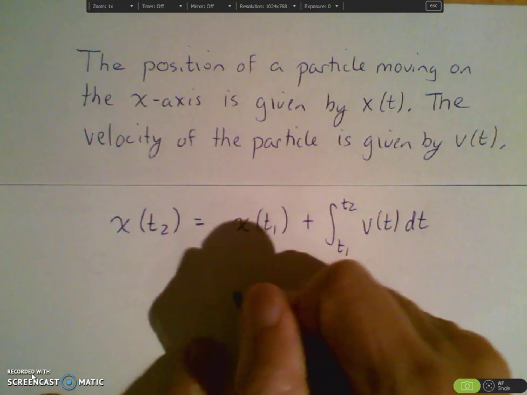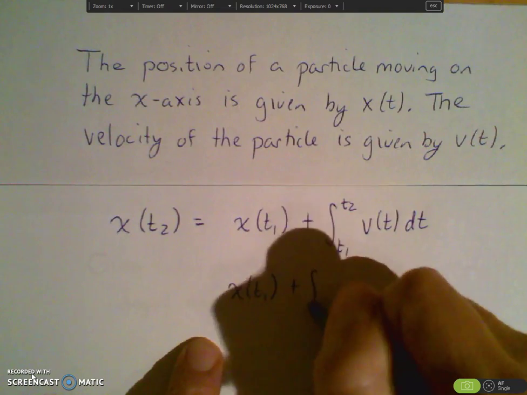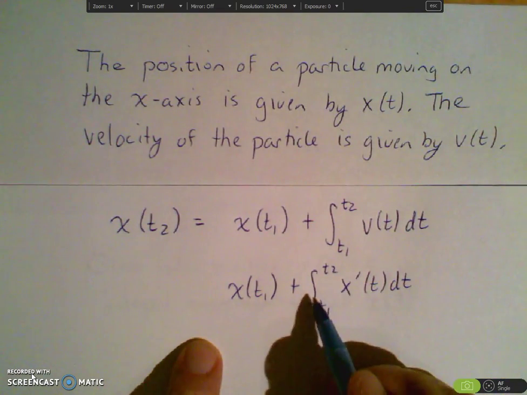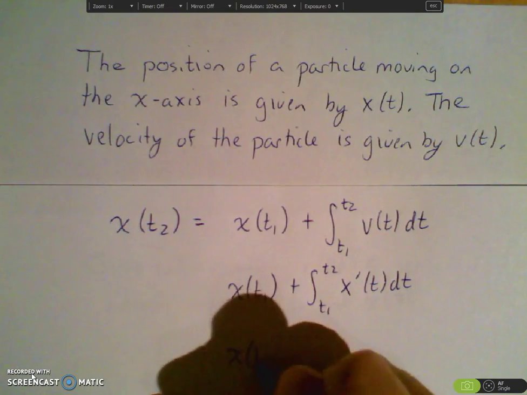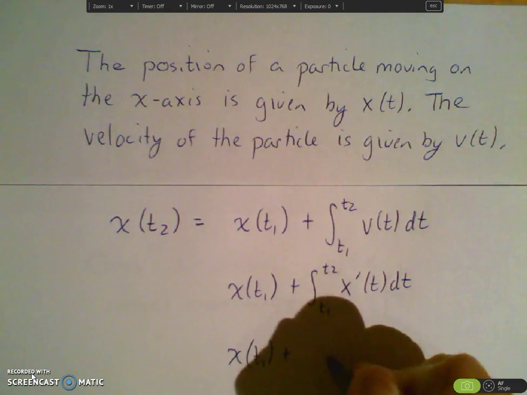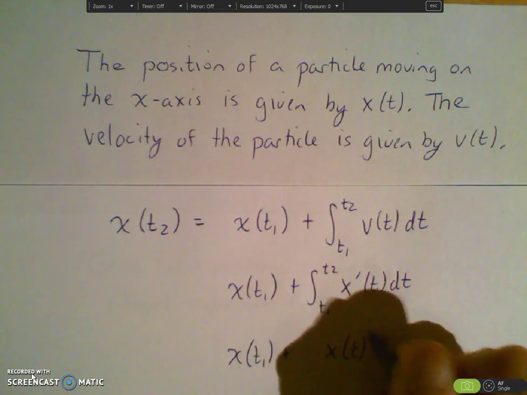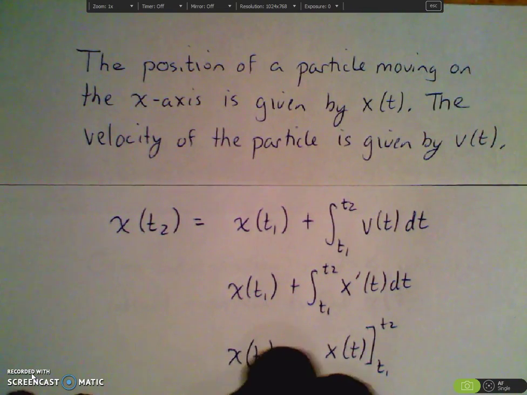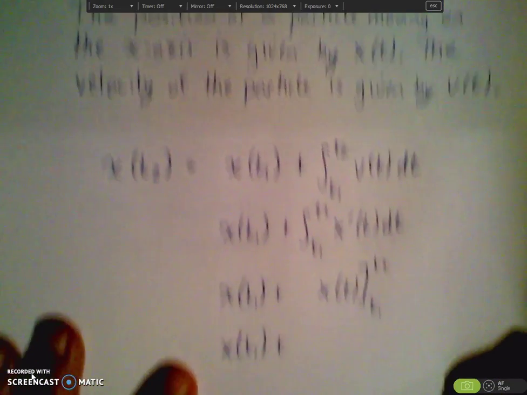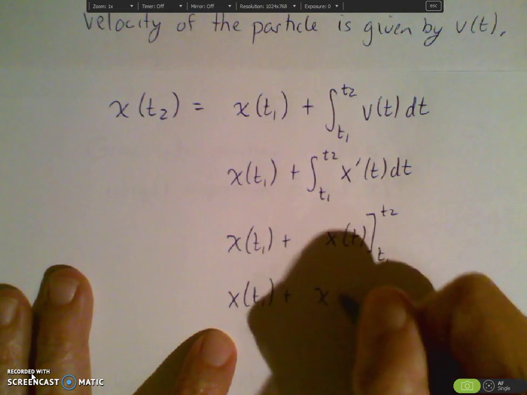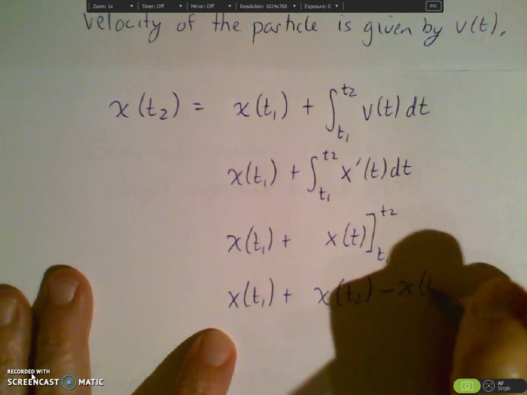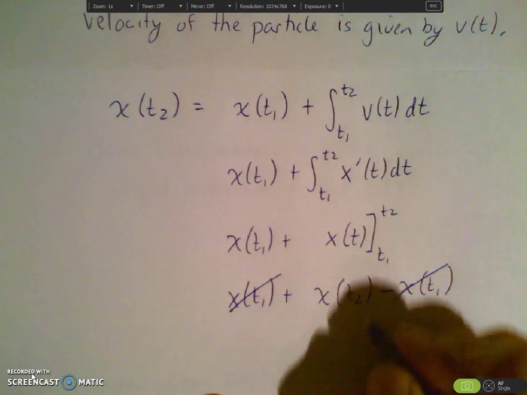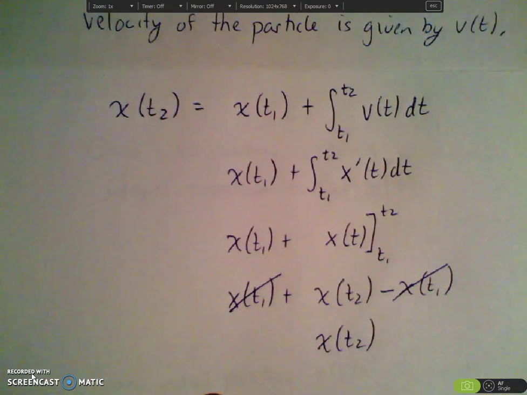Another way to think of this is to say we have x of t sub 1 plus, remember that the velocity is the derivative of the position. And when you integrate this derivative, well, the integral and the derivative are basically inverse operations, and so we're going to have x of t, which we're going to evaluate from t sub 1 to t sub 2. Using our fundamental theorem, we'll have x of t sub 2 minus x of t sub 1. And notice that these terms here add to 0, leaving us with the position at time 2.